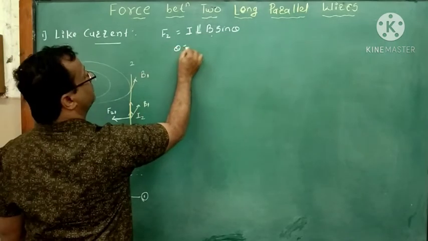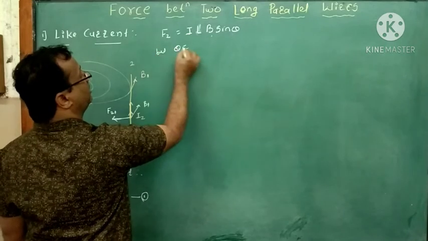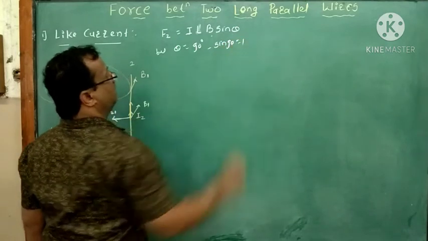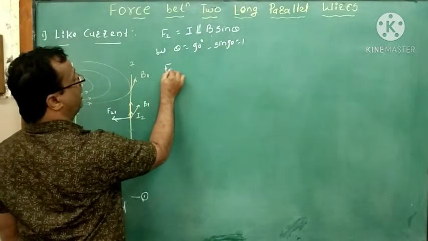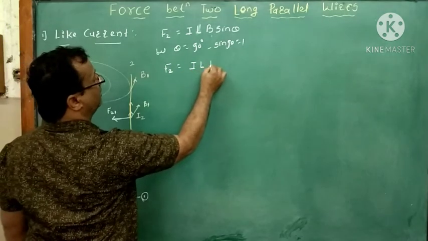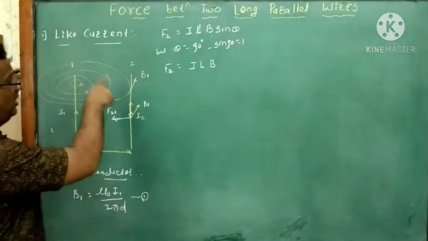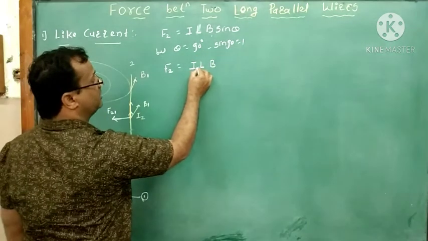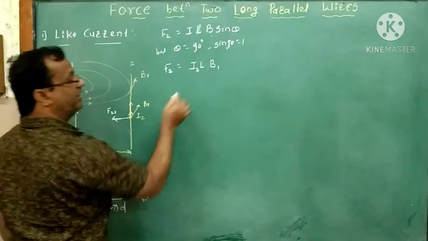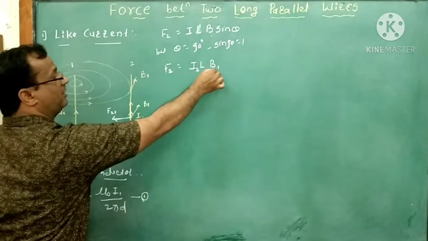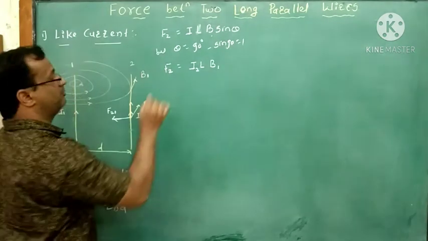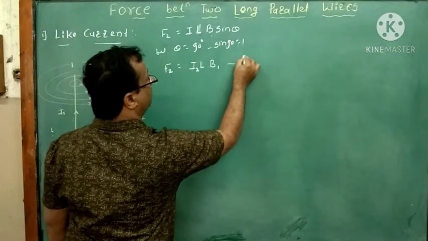Here theta is equal to 90, then sin 90 is equal to 1. So what do we get? The force acting on the second conductor, F2, is equal to simply ILB. But for the second conductor, the value of current is simply I2, the magnetic field is B1, and the length is as it is. But now we know the value of B1, so we want to substitute these values in this equation. Suppose this is equation number 2.